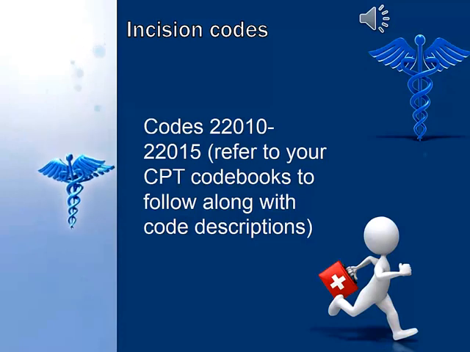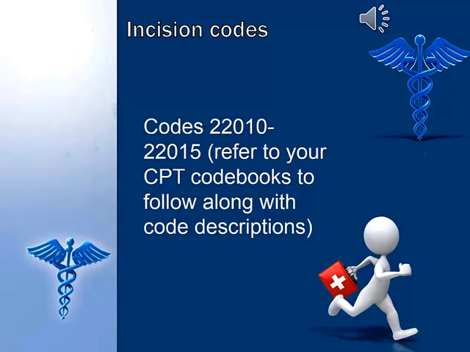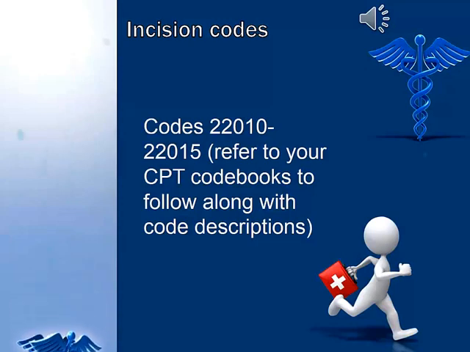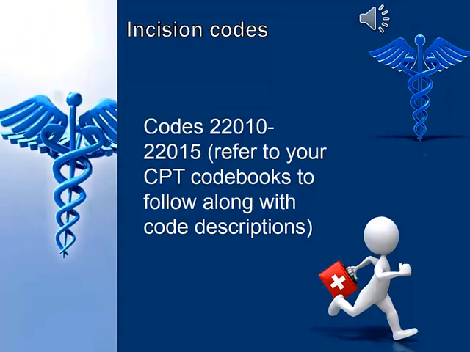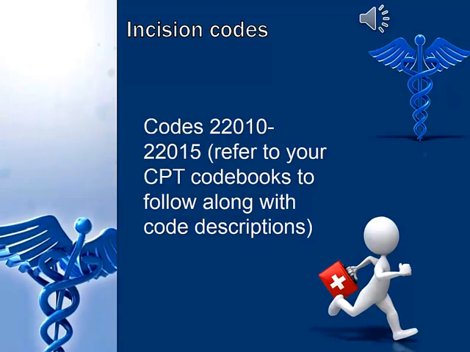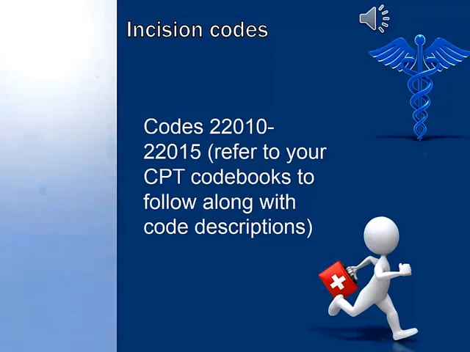You are given information within parenthetical notes that you should never skip. You're told do not report 22015 in conjunction with 22010. You're also told do not report 22015 in conjunction with instrumentation removal, which are codes 22850 and 22852. And if you want to code for the superficial layer, you will need to see codes 10060, 10140, and 10180. These codes are found in the integumentary section.